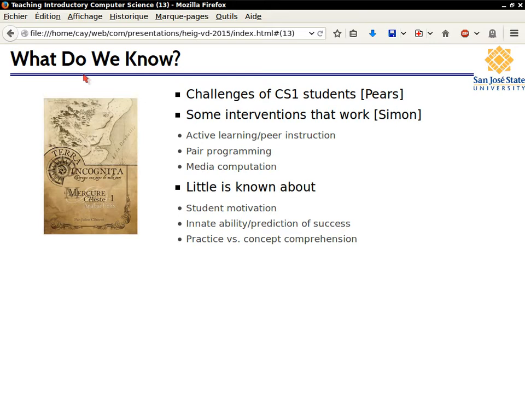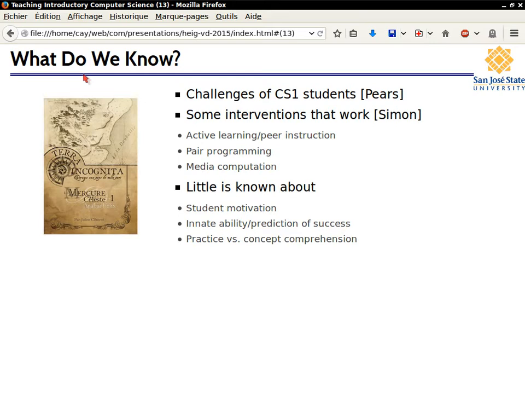So what do we know? If you want to know everything that's known about the challenges of teaching CS1, there's this paper by Pierce that goes on and gives a summary of at least 30 years of research about these challenges. And it's, in a nutshell, what I told you.